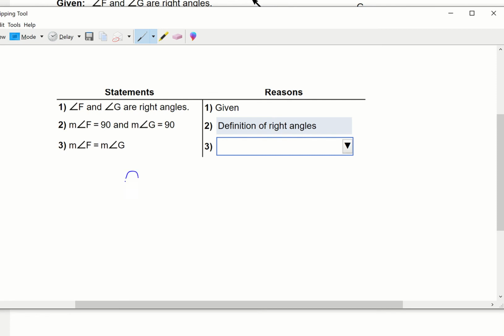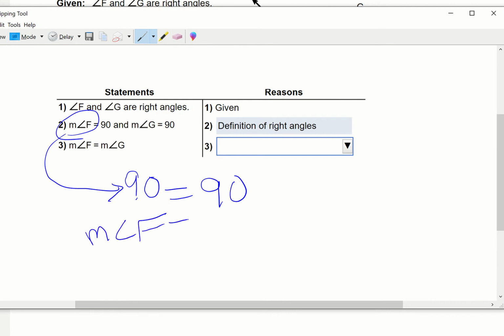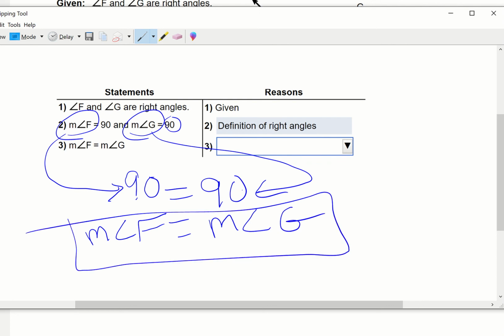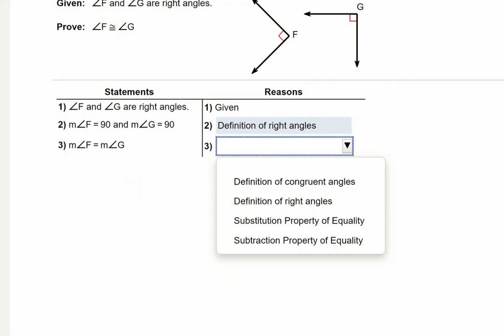Basically, we know that 90 is equal to 90, right? That's common sense. The value of 90 is equal to 90. But we know that 90 is equal to the measure of angle F, and so we could substitute that in, and that's called substitution. We can also do the same thing here, right? We know that 90 is equal to the measure of angle G, so I can replace it and call it measure of angle G. And so that's my new equation, by substitution.